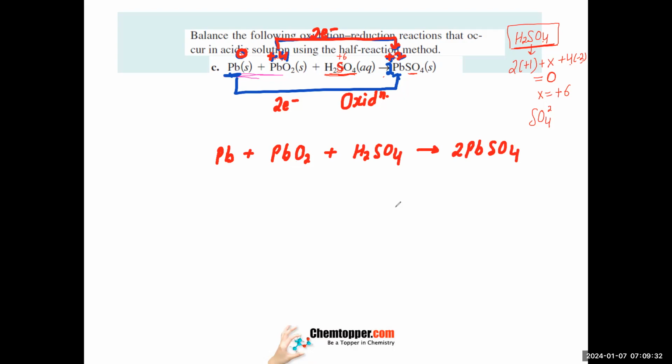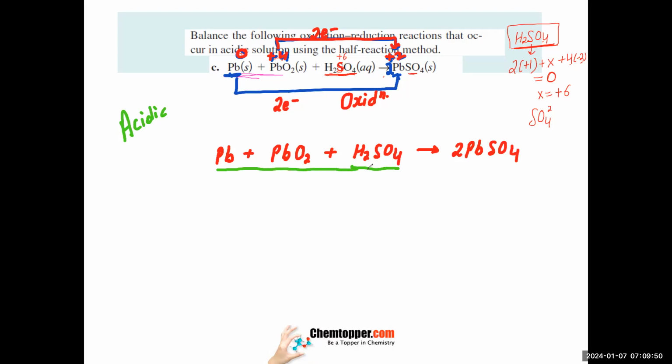Can you predict the condition here? Acidic. We are using sulfuric acid. So the condition is already acidic. So I am going to balance the charges. Rule number 5, balance the charges.